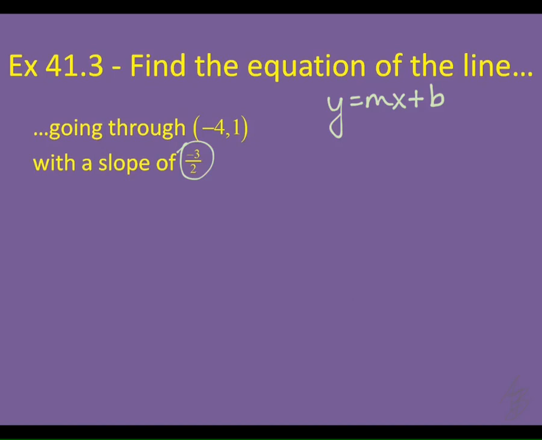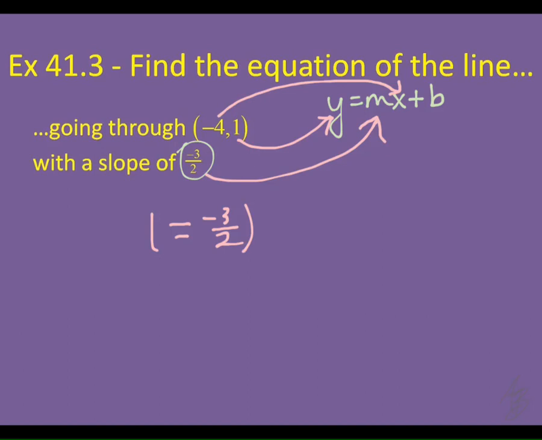Okay, I can put the slope in for m. I can put the x in for x, and I can put the y in for y. So when I do that, what do I get? 1 equals -3 halves times -4. Why did I put both of those in parentheses?